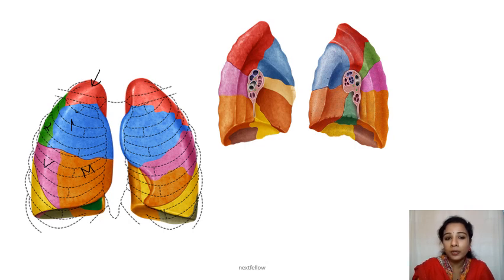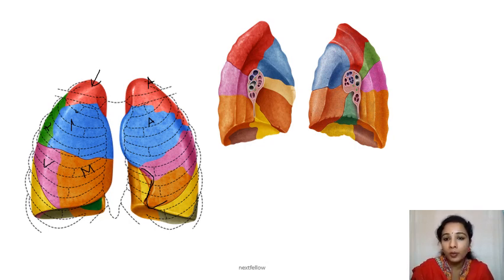The left side bronchopulmonary segments are apical again, then anterior and posterior, similar to the right side. Here also we have the anterior and posterior. And instead of the middle lobe, the left lung contains the lingula. So this is the lingula. The lingula has medial and lateral segments, and the inferior lobe is similar to the right lobe, where it has superior apical, anterior basal, posterior basal, medial basal and lateral basal.